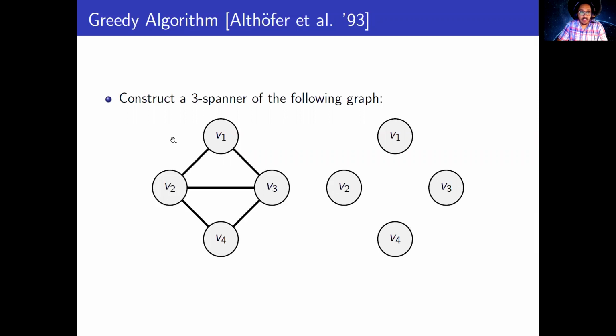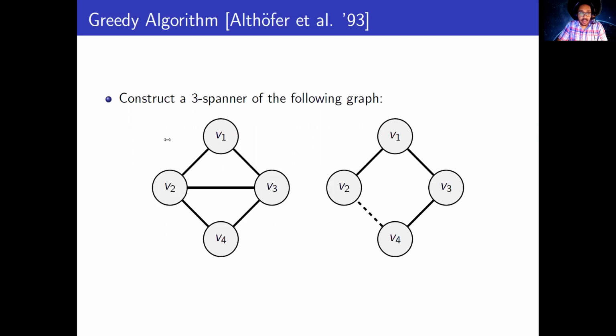For the purposes of this example, I'll first look at the edge between V2 and V1. Currently, there does not exist a path between them, so the distance is infinite. Therefore, we must include this edge. For the same reason, we include the edge between V1 and V3, as well as the edge between V3 and V4.